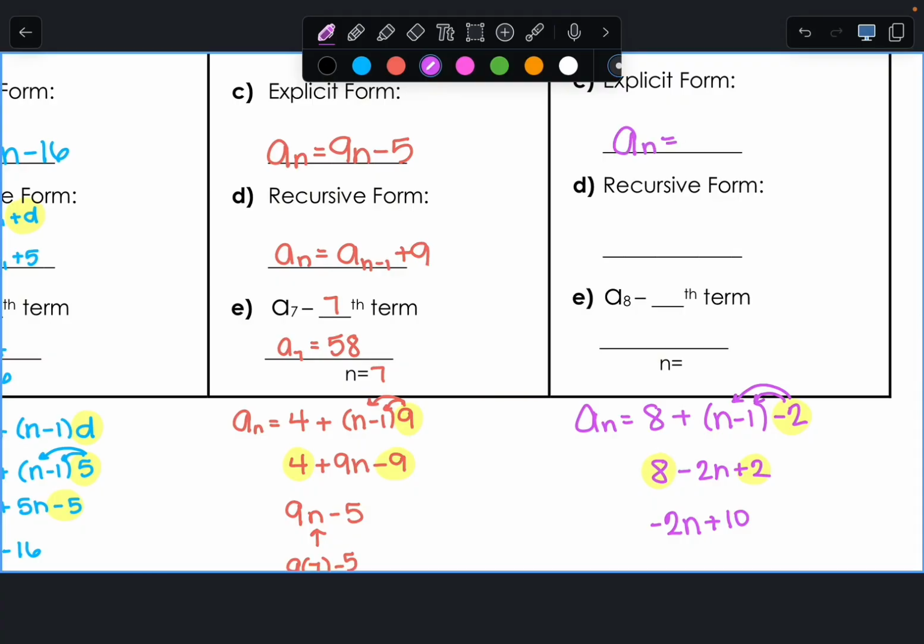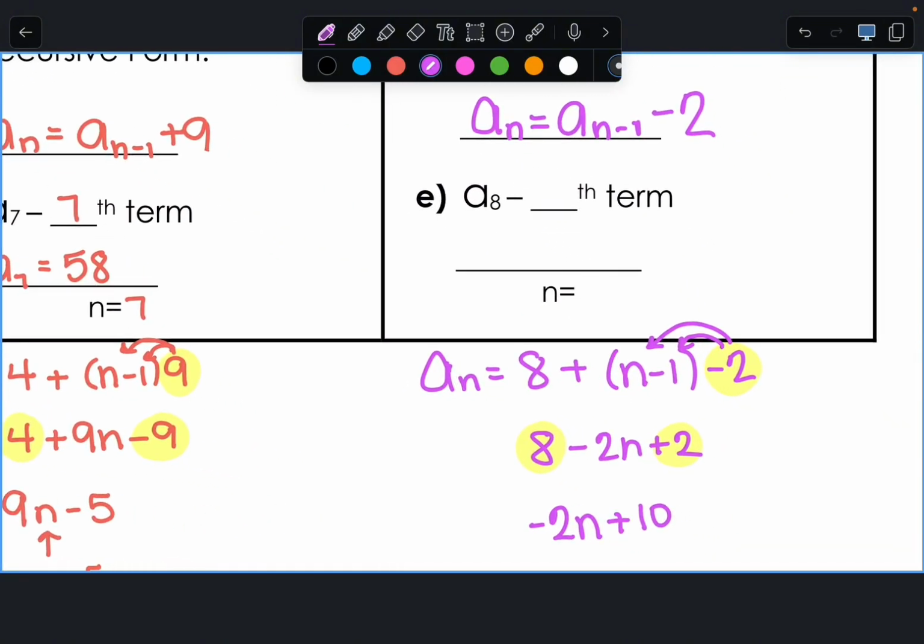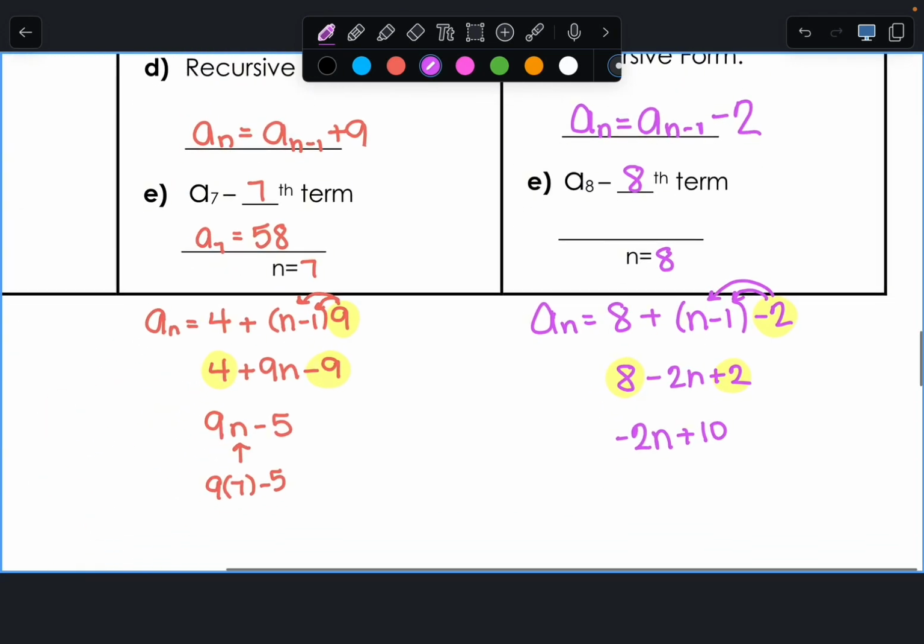Oh man, it's crazy. To write it in recursive form, a sub n equals a sub n minus 1 plus negative 2. Good. a sub 8 is asking us to find the 8th term in the sequence. So we plug the 8 where we see n. Negative 6. Yes, those are easy numbers to find, but like I said, they could ask you to find the 50th term, okay? So don't get too excited about that part.